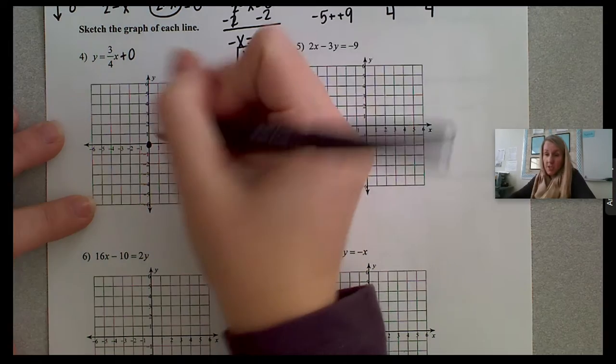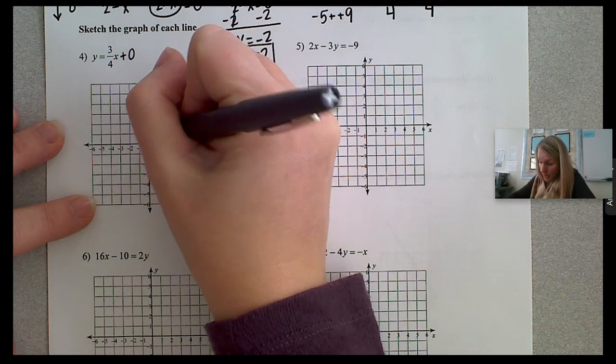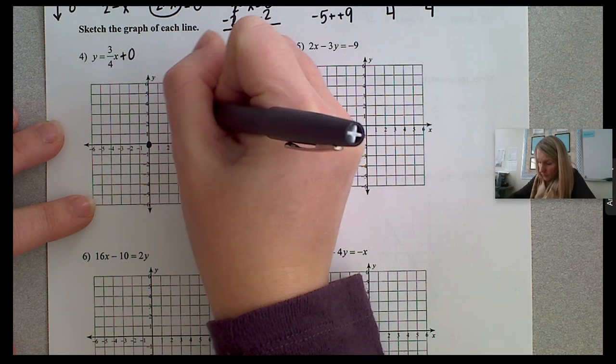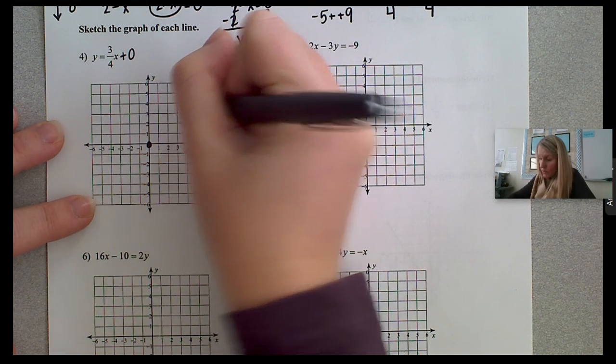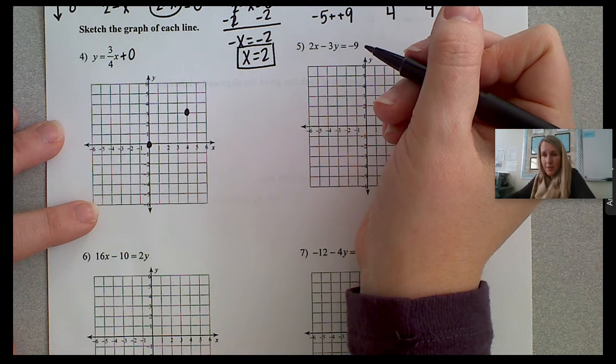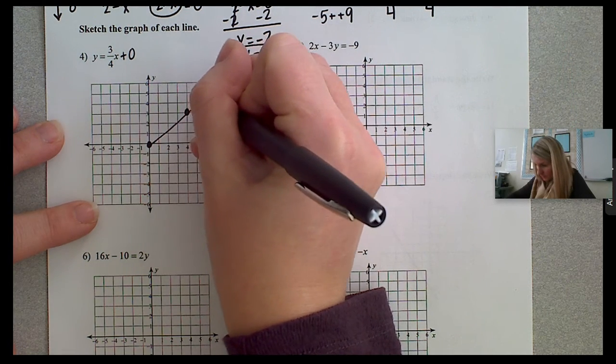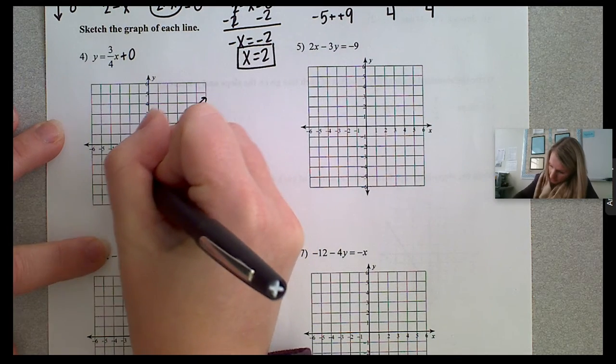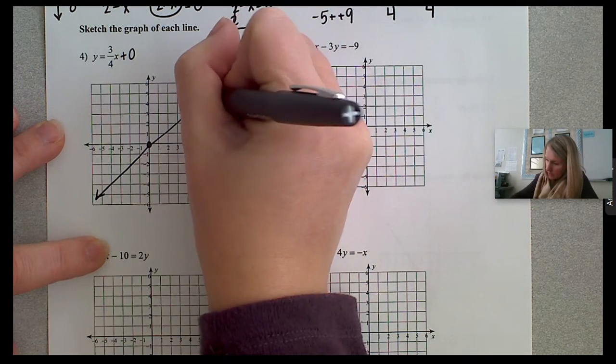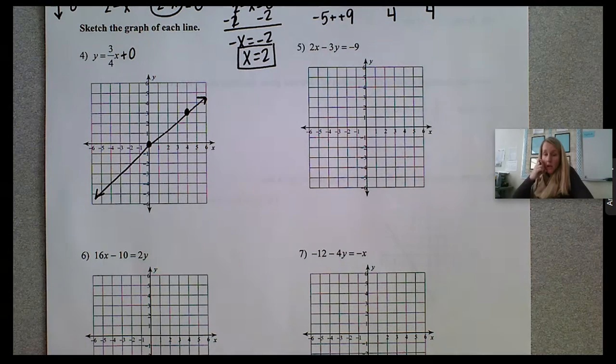We actually call this a special case called direct variation, as it goes through the origin. And then from here, we're just going to do rise over run. We're going to rise 3, run 4. Once you have 2 points, you have a line. I'm going to be lazy because I don't feel like getting my ruler out, so I'm just going to make up the line. I have a nice line. We put arrows on the ends because lines are infinite. So those ones aren't too bad.